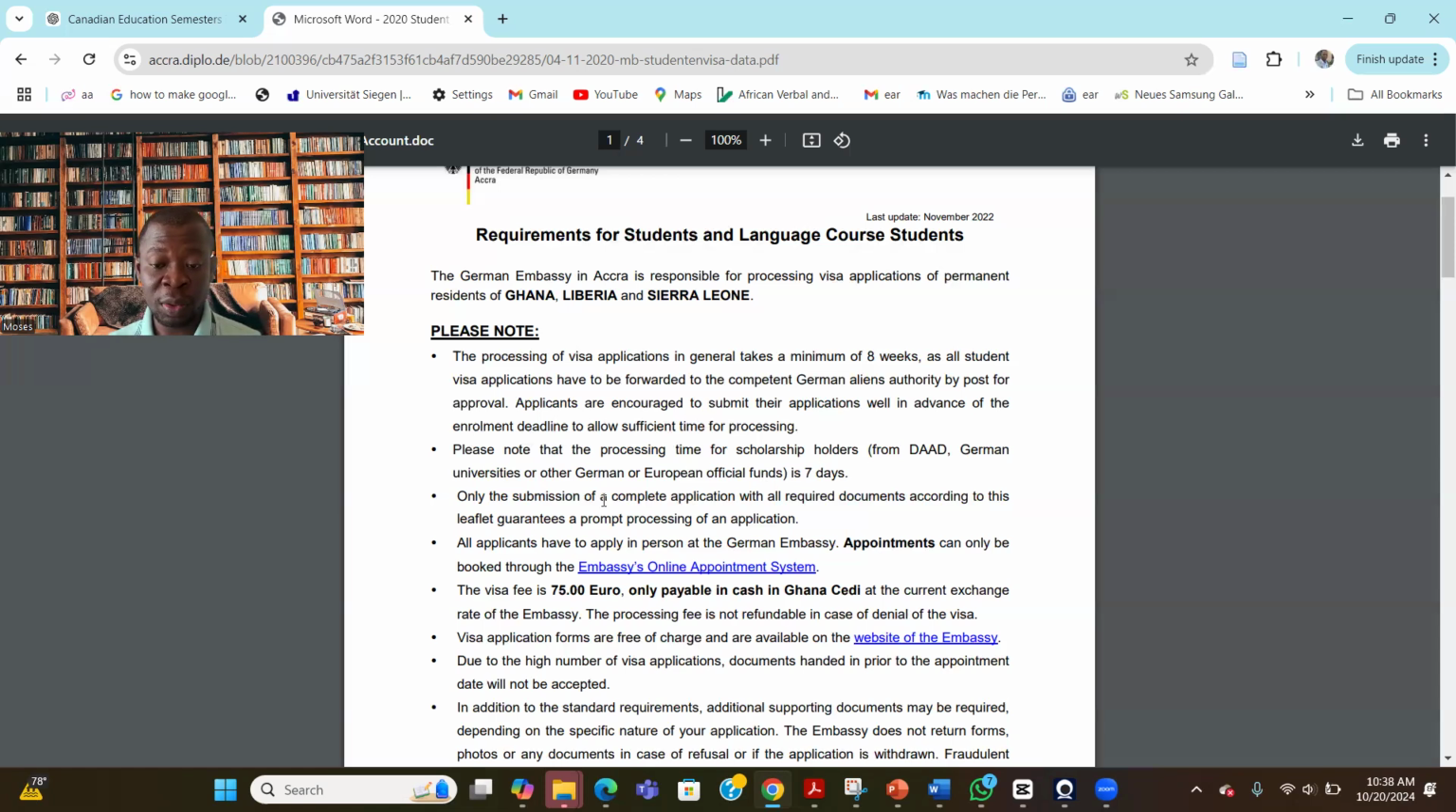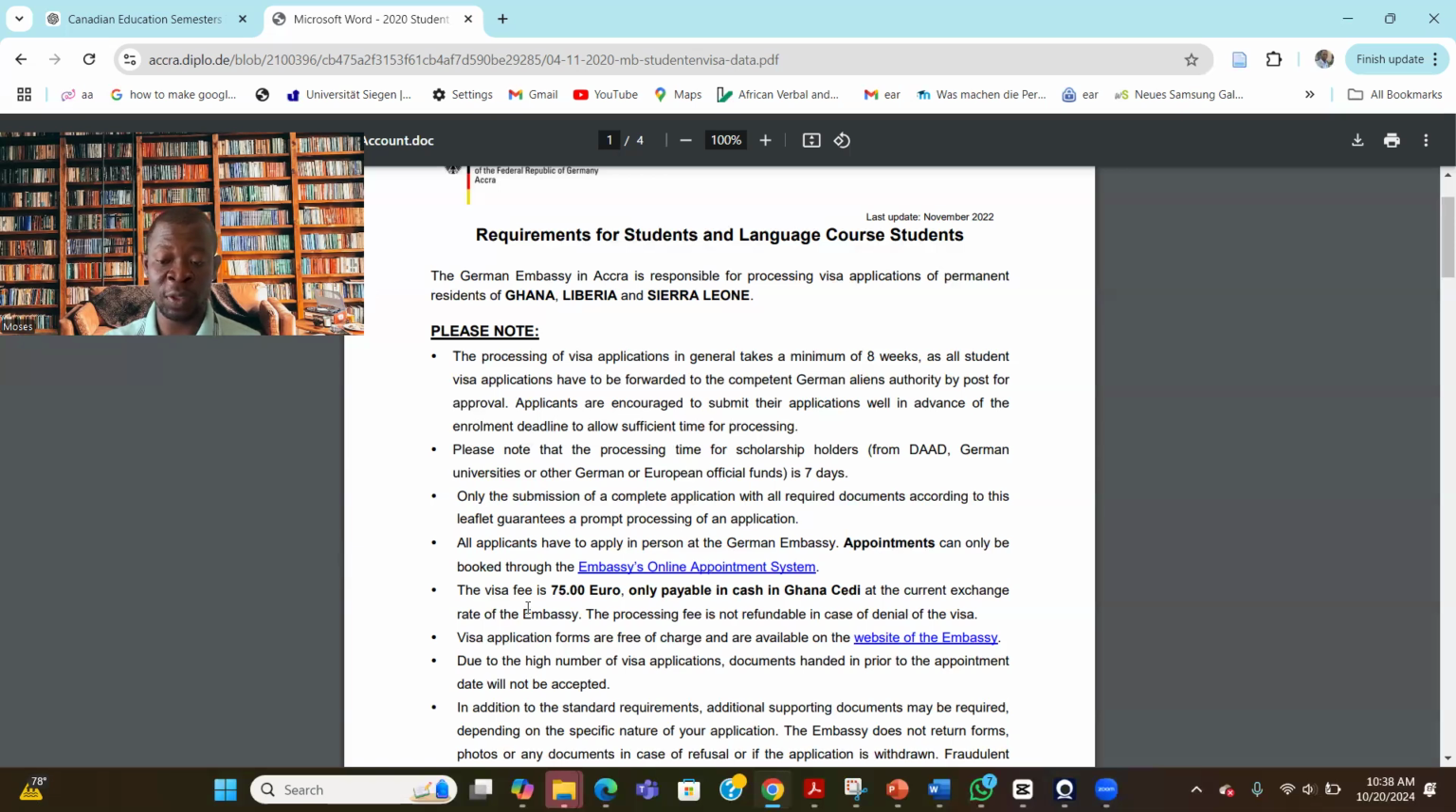Only the submission of a complete application with all required documents according to the leaflet guarantees prompt processing. So make sure all documents are there, right from the BEC. I know people who didn't send their BEC, and they were turned back. B certificate, everything, so try to add it. All applicants have to apply in person at the German embassy. The appointment can only be made through this, so you have to book at the appointment system.